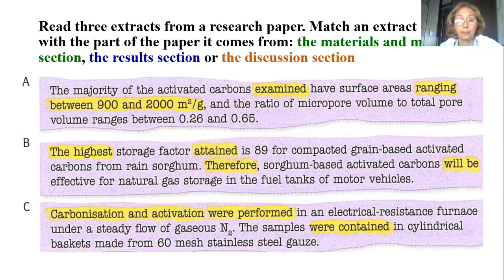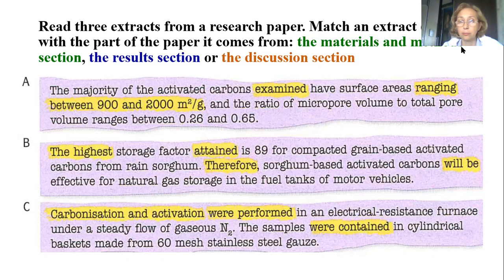Is this the materials and methods section, maybe? Look at the phrase, will be effective for gas storage. Discussion section. Yes, this is the discussion section, which explains why we've done this and what's the use of the results that we have found in our paper. Okay. This is the discussion section.